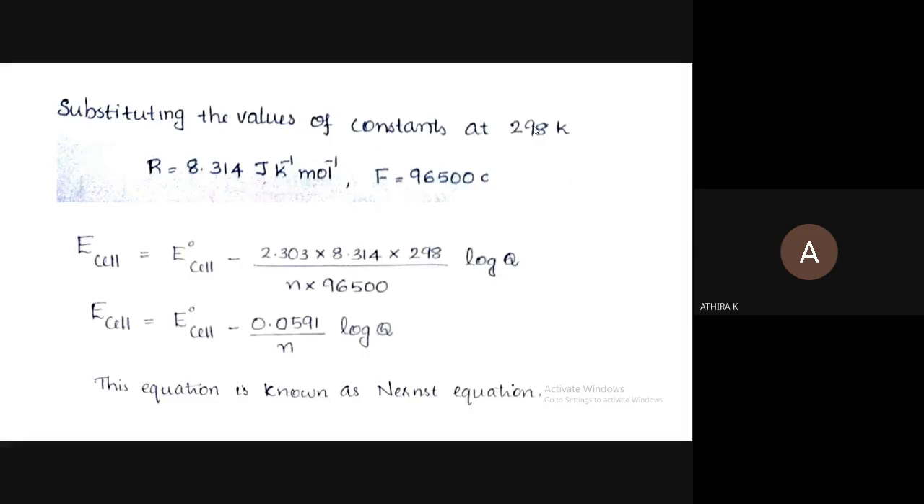Have I completed? Yes, miss. Okay. So this is the Nernst equation. E cell equal to E0 cell minus 0.0591 divided by N log Q.